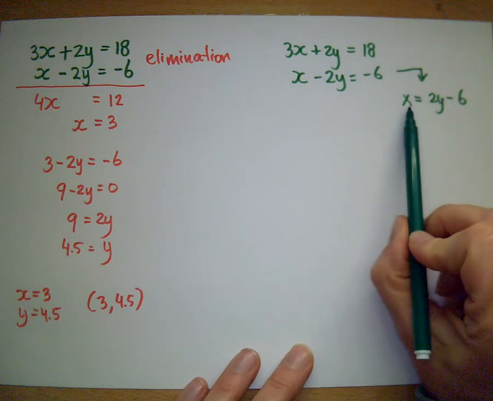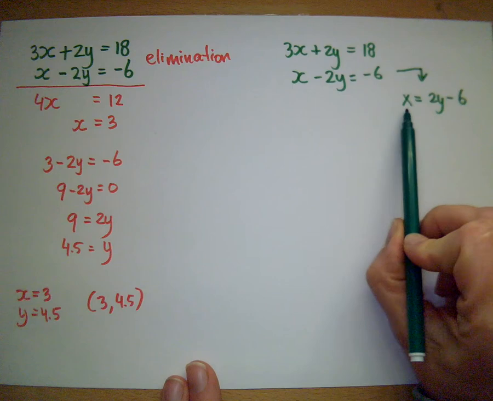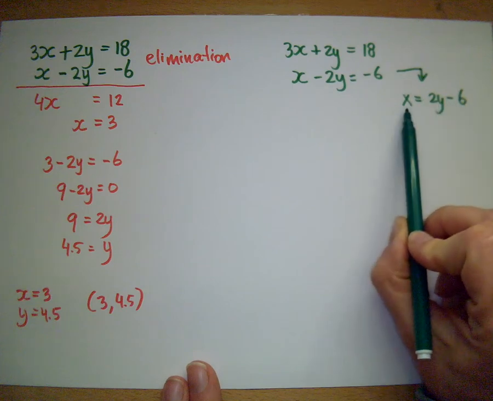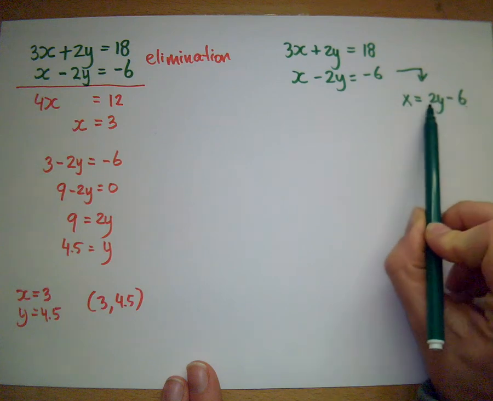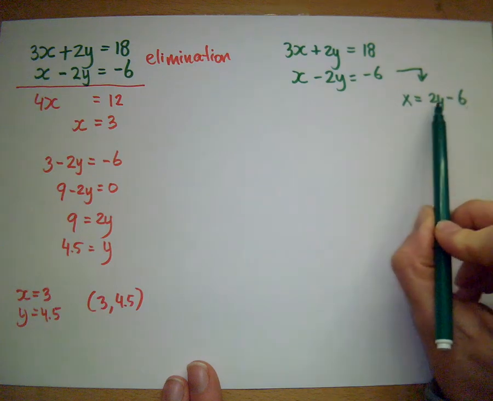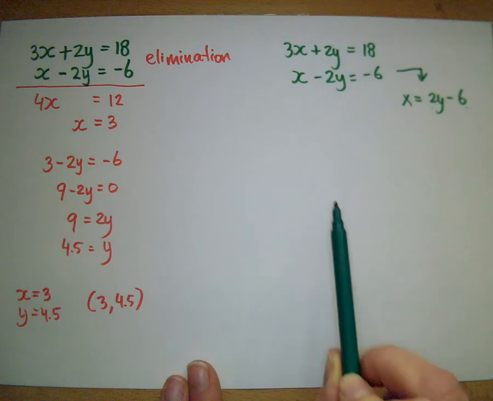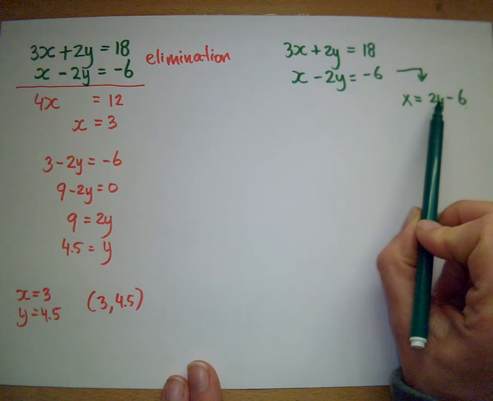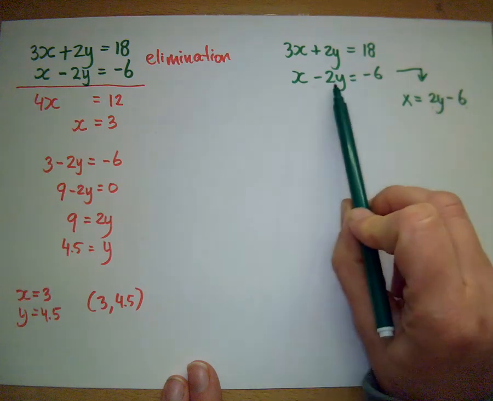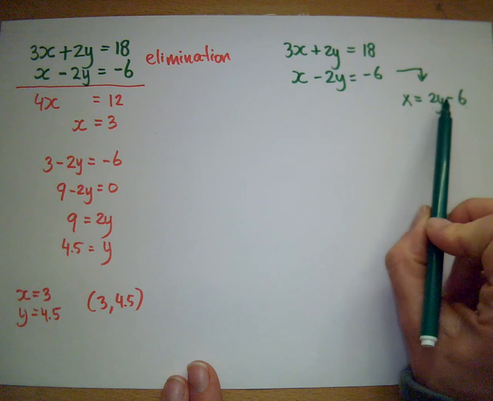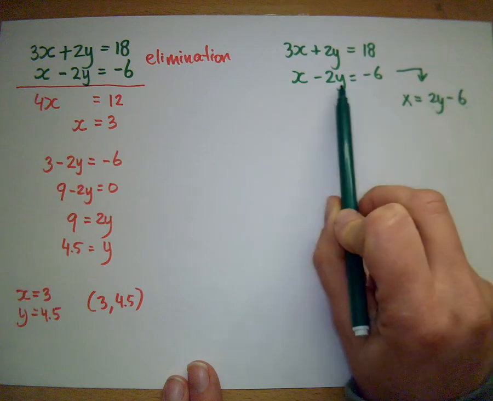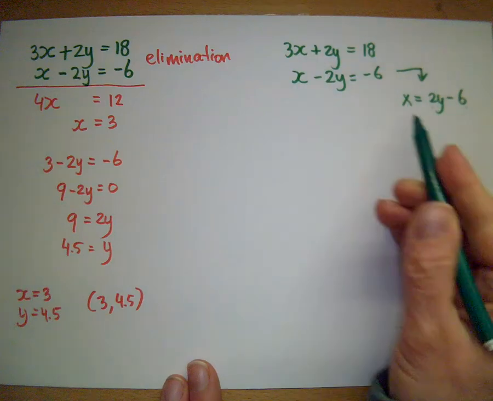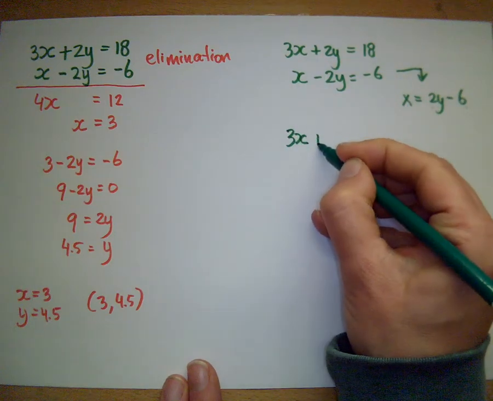Now I've defined x in terms of y, and I can substitute this for x into the other equation. Not into the same equation, because then I get weird stuff. I'll get 0 equals 0. Okay, not very helpful. I can plug this in for x up here. Let's do that.